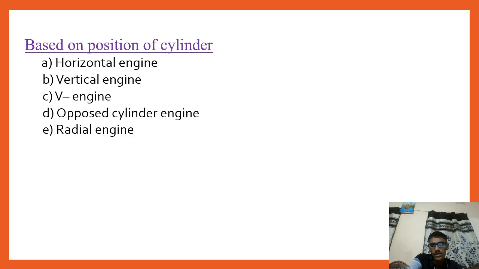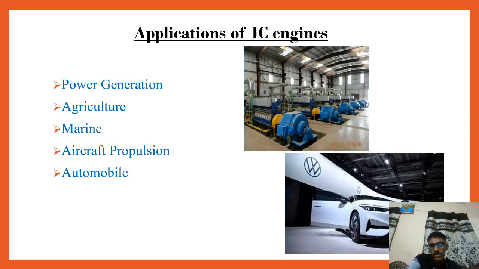Classification based on the position of the cylinder: horizontal engine, vertical engine, V engine, opposed cylinder engine, and radial engine. Some applications of IC engines are power generation, agriculture, marine, aircraft propulsion, and automobile.